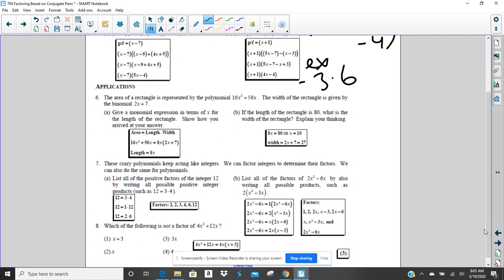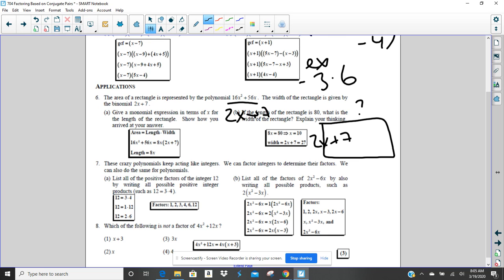In question 6, they're trying to get us to visualize that if one of the sides of the rectangle, the width, is 2x plus 7, what's the length? So what you want to do is look at the original problem and say, okay, how many times does 2x plus 7 go into it?